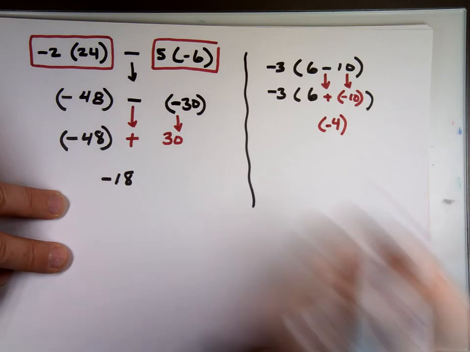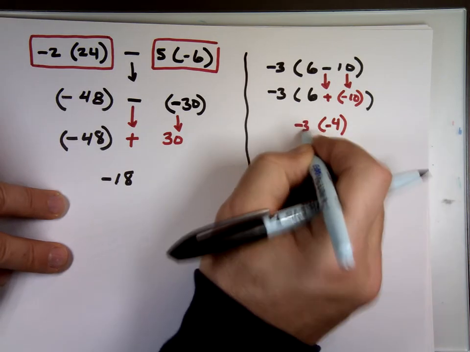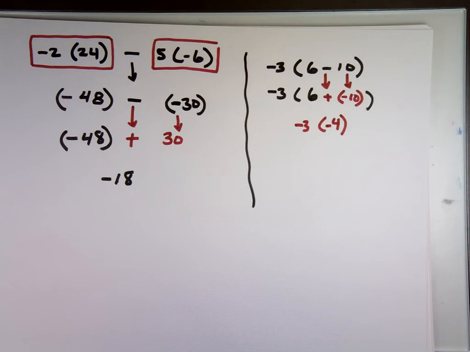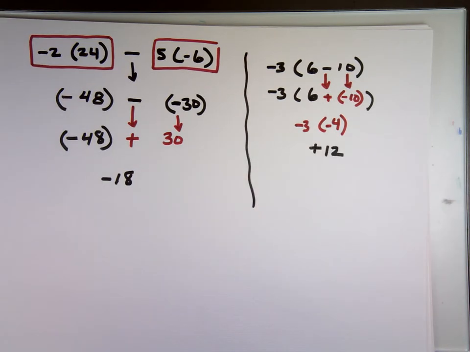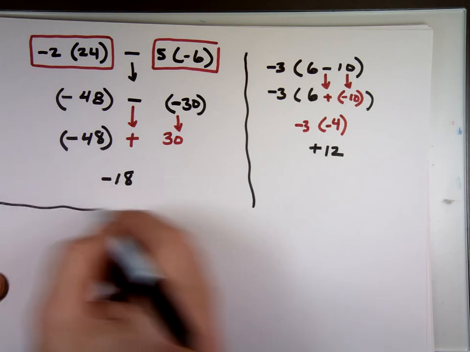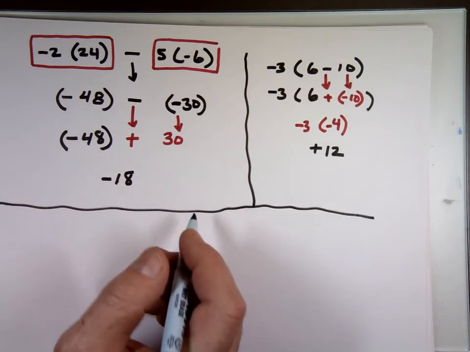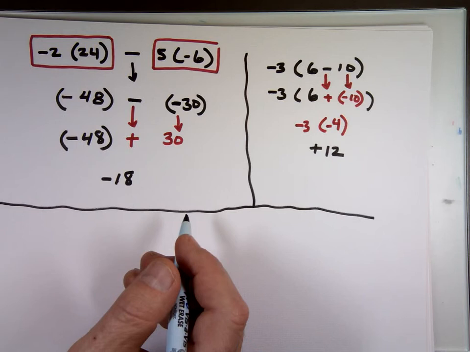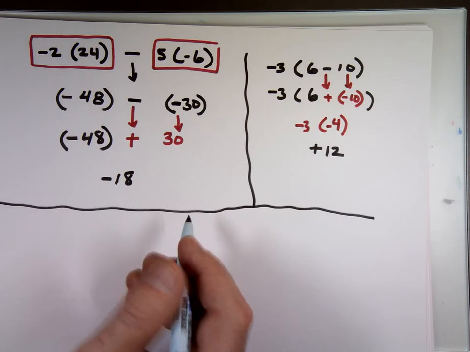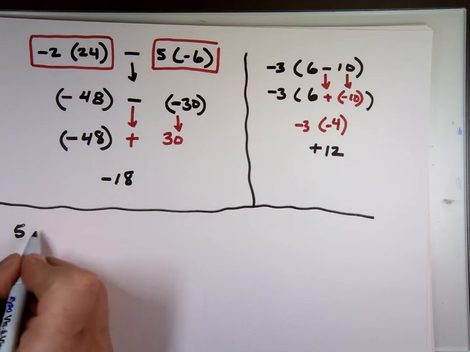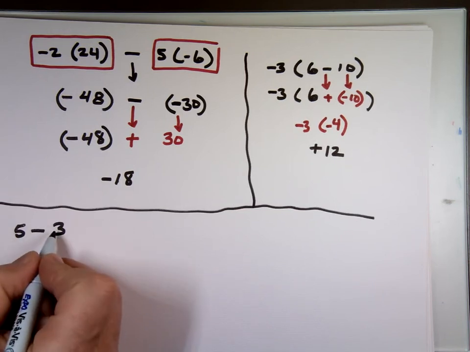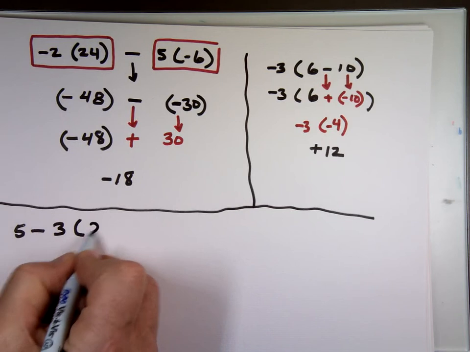I got a negative 3 in the front. Now you want to multiply two negative numbers. The two numbers have the same sign. The result should be what? Positive 12. Let's try this one. 5 minus 3 times 2 minus 4.